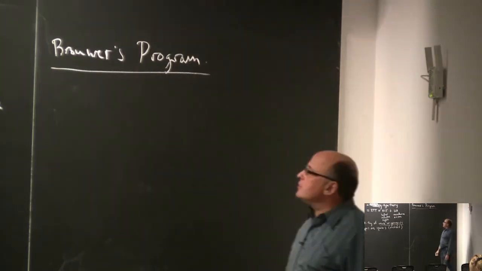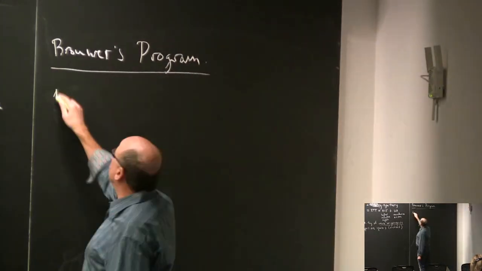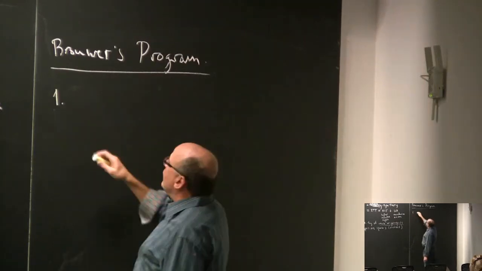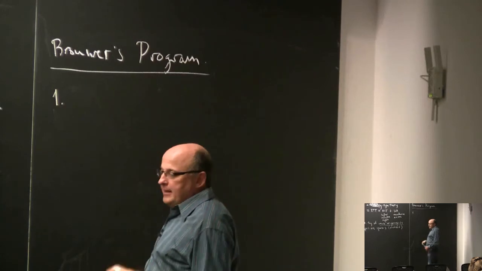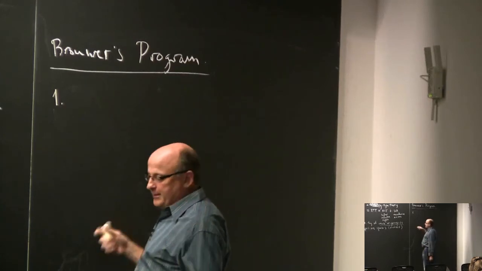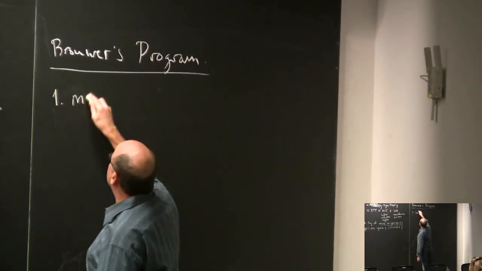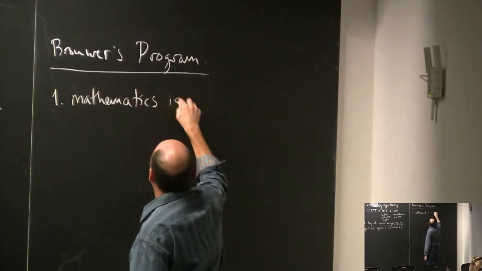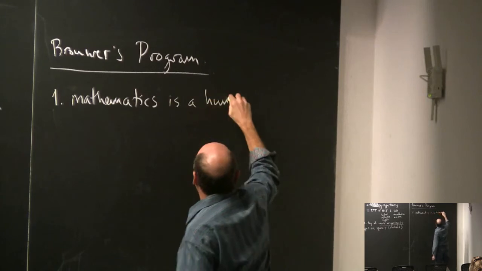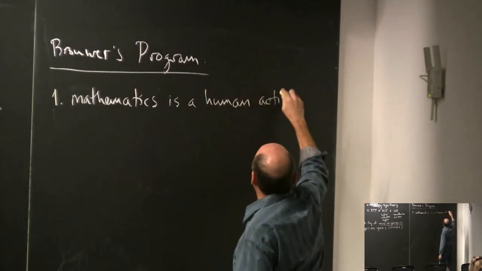And Brouwer's program is based on two main ideas, which, depending on your perspective, can be either trivial or profound at the same time. So the first one is that mathematics is a human activity or a social activity conducted amongst people.